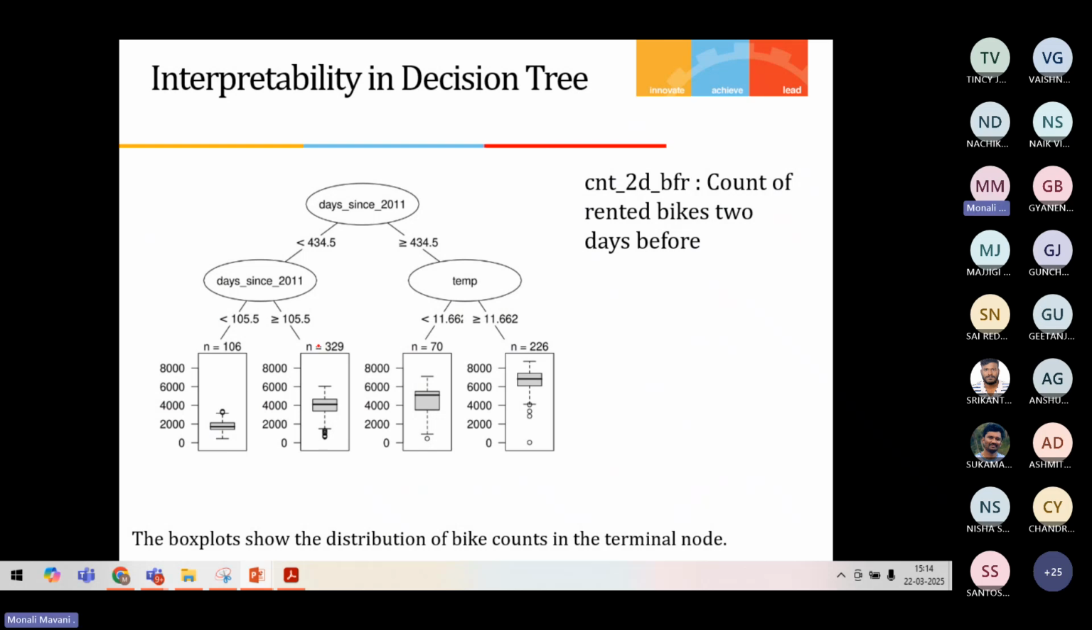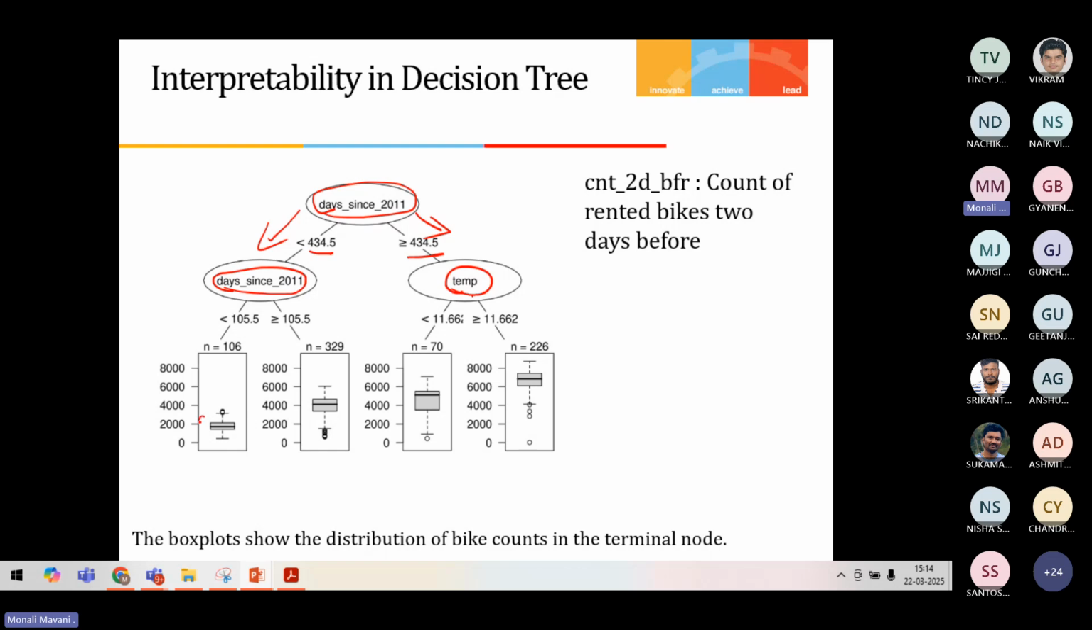Okay, so we have the same bike rental count. Here, suppose our model learns this as a root: days since 2011. If the number of days since 2011 is less than 434.5, this is the left branch; greater than or equal to 434.5, right branch. Then again on the left branch, we have some nodes, and then we have left and right branches. And then we have the number of examples in every branch. This is our complete decision tree, which is a depth-limited tree. We have pruned the tree.